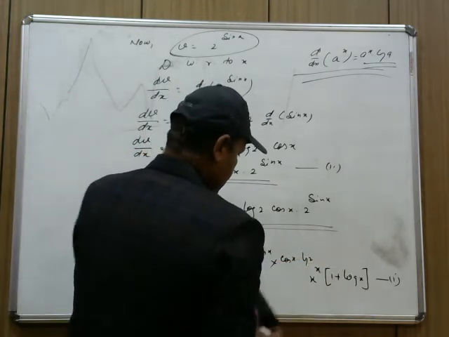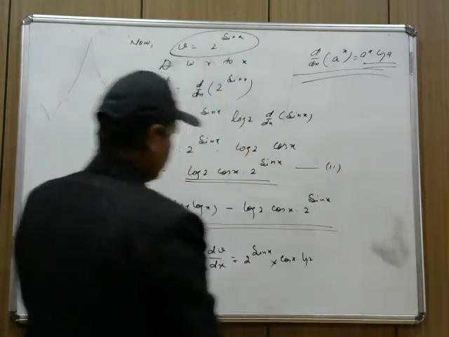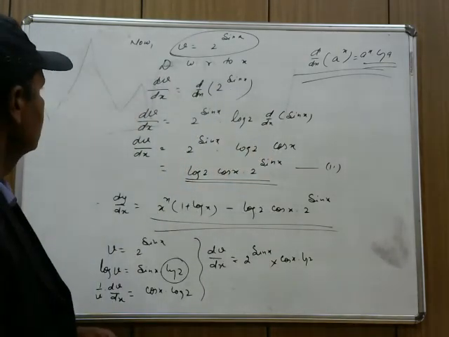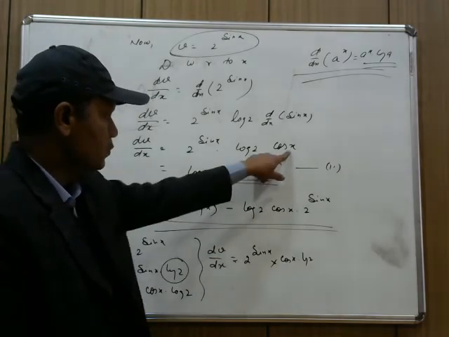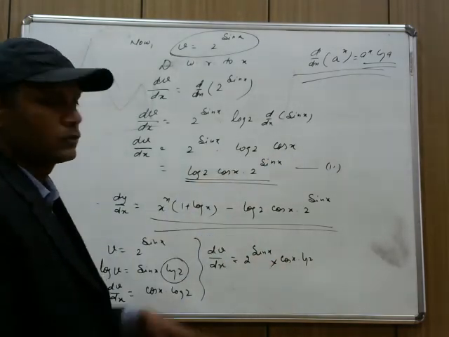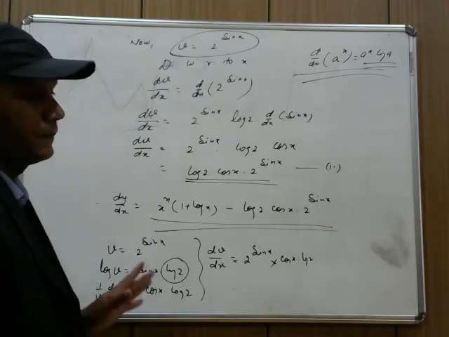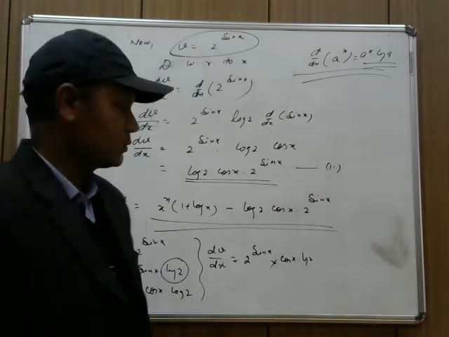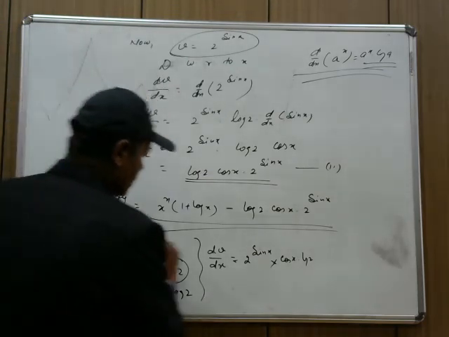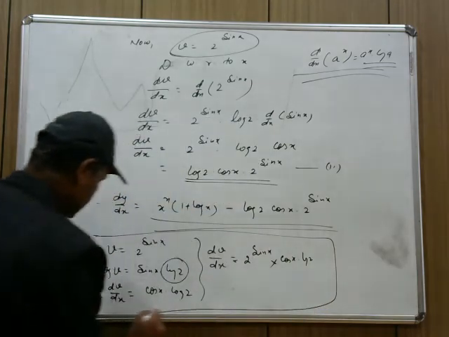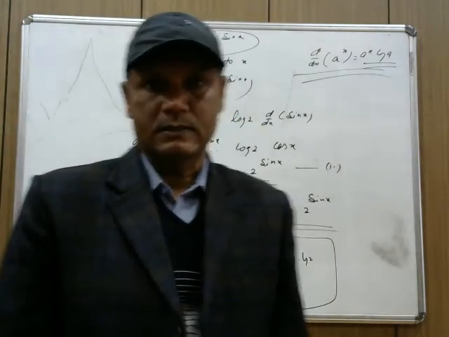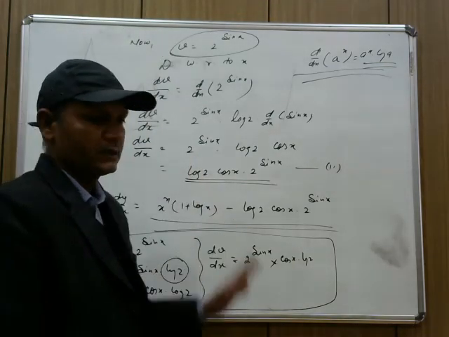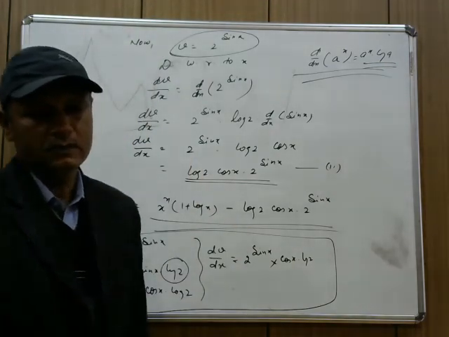See, earlier what we have done, dv by dx is equal to 2 to the power sin x into cos x into log 2. The answer is the same here, but sometimes when we differentiate with another rule or another formula, we may get a different answer. Here in this question we are getting the same answer, right?